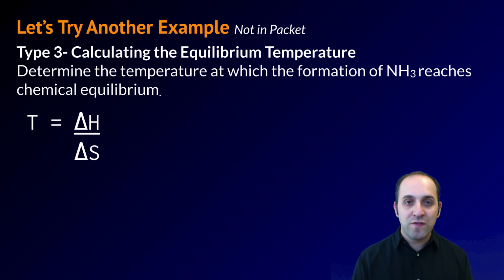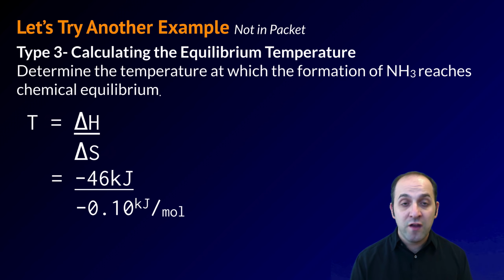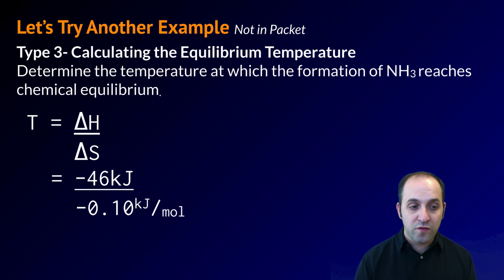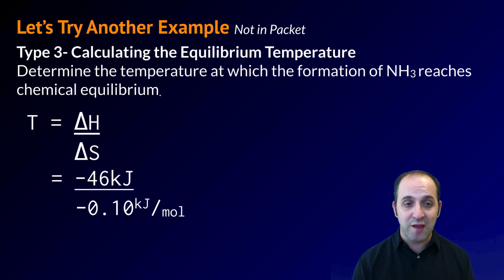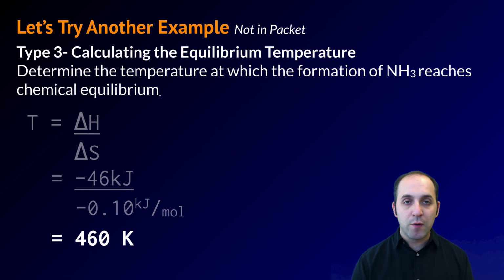We can then use that equation to plug in our values, negative 46 kilojoules and negative 0.10 kilojoules per mole. The first is, of course, on reference table B, and the second we calculated in our type 2 problem example. And we get an equilibrium temperature of 460 degrees Kelvin. That means that the production and decomposition of ammonia from its elements reaches equilibrium at a temperature of 460 degrees Kelvin, which is a little bit less than 200 degrees Celsius.